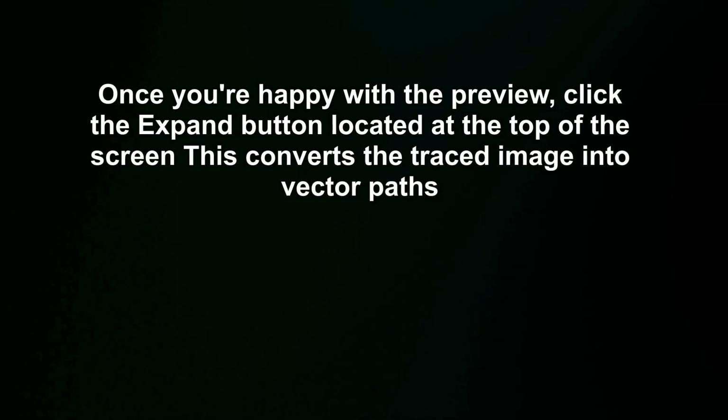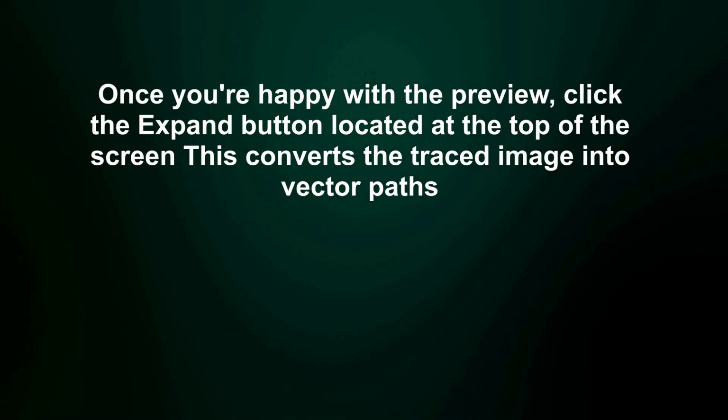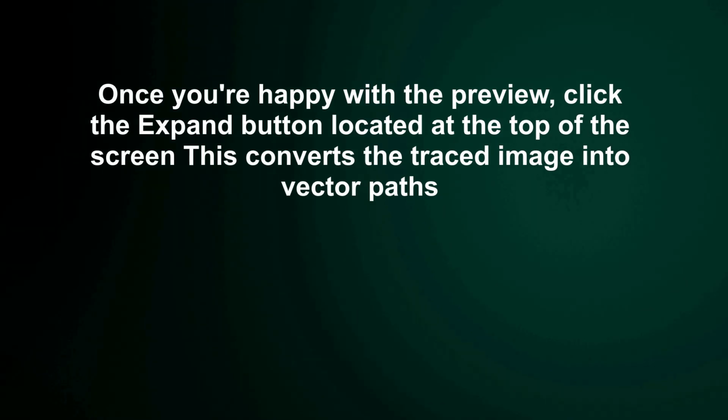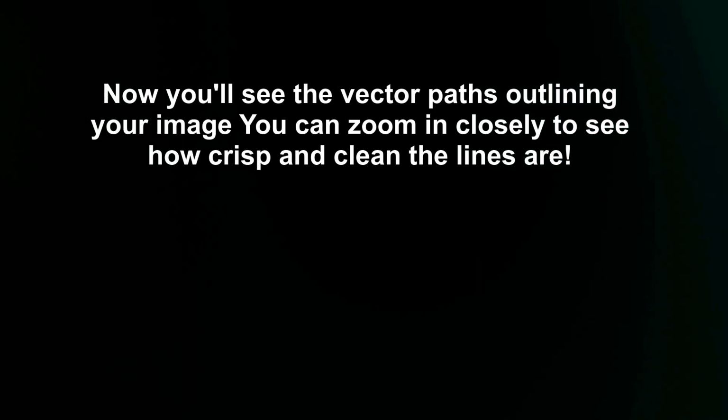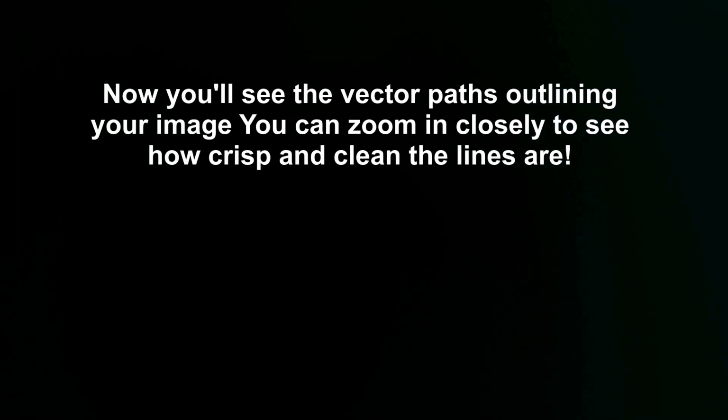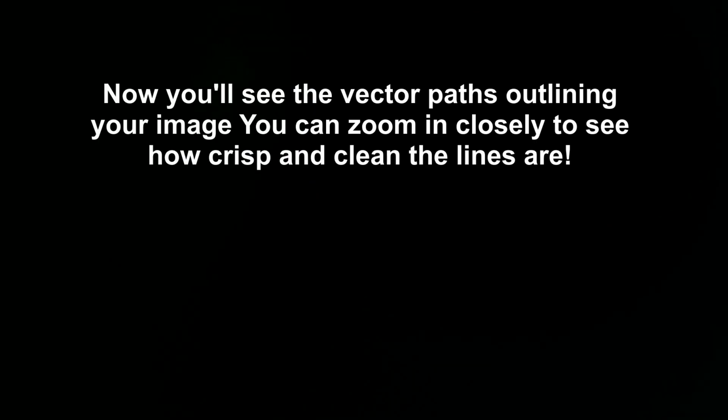Experiment with the slider until you get a clean outline of your image. Once you're happy with the preview, click the Expand button located at the top of the screen. This converts the traced image into vector paths. Now you'll see the vector paths outlining your image. You can zoom in closely to see how crisp and clean the lines are.